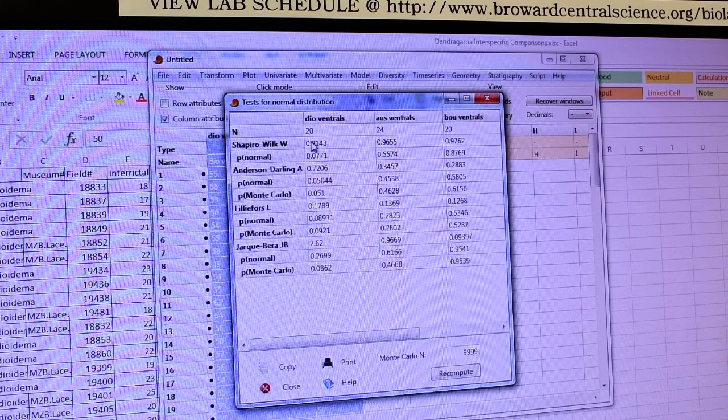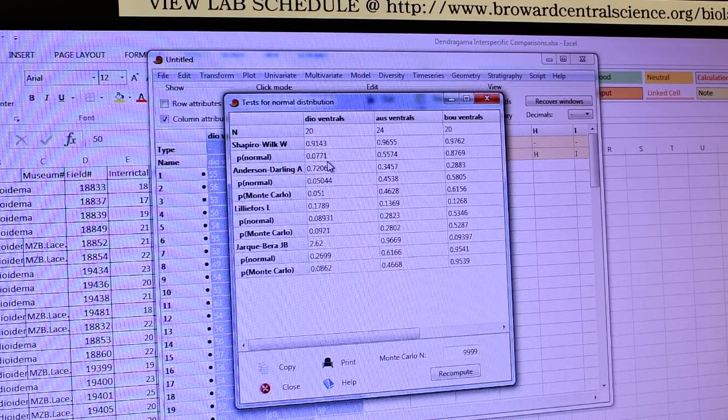So I could say something like, the ventrals of Diadema satisfy the assumption of normality, and then put in parentheses W equals 0.914, comma, P equals 0.077. Okay? That's how you report whether or not you have satisfied this assumption.